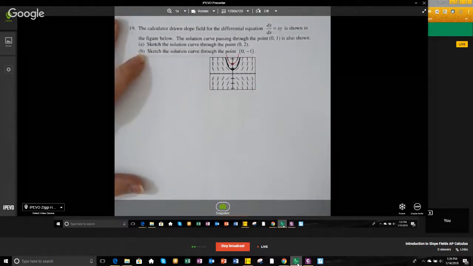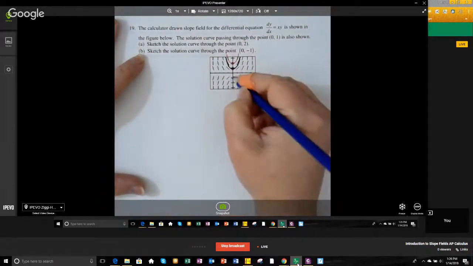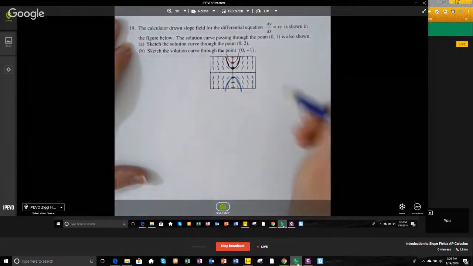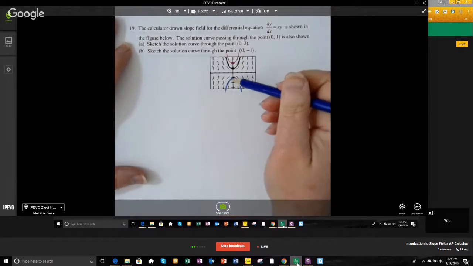Part B, sketch the solution curve through the point 0, -1. 0, -1. So there it is. Just follow the slopes. And they don't have to be perfect. They just have to follow the slopes. So we have a solution through 0, 1, 0, 2, and 0, negative 1. It's as easy as that.